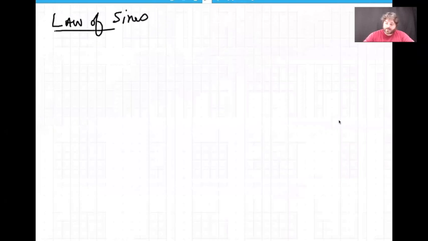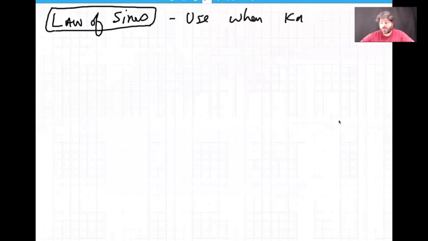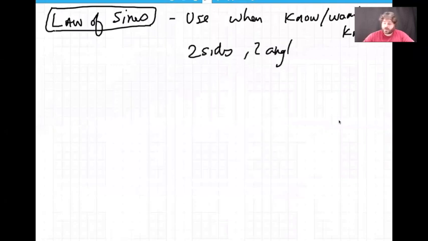All right, next topic, law of sines. You use this formula when you want to know or you know... So there's always stuff you know and there's always stuff you want to know. When you know and you want to know two sides and two angles that are opposite of each other.